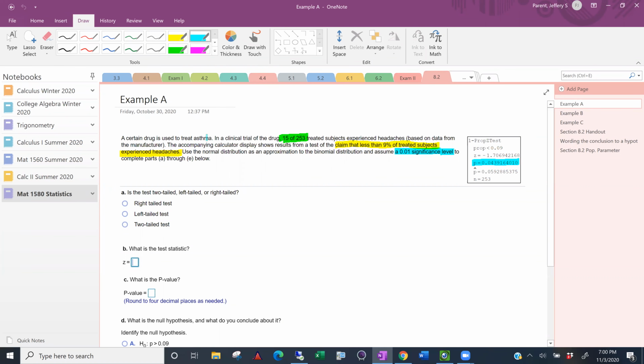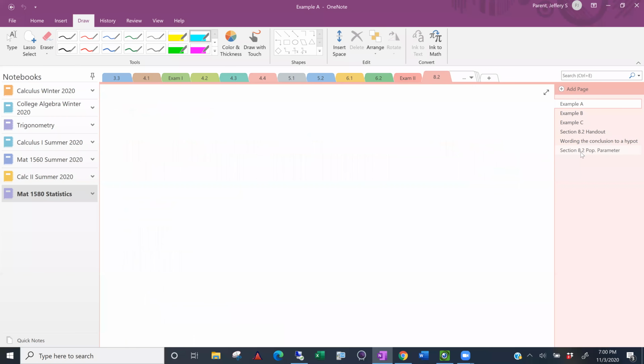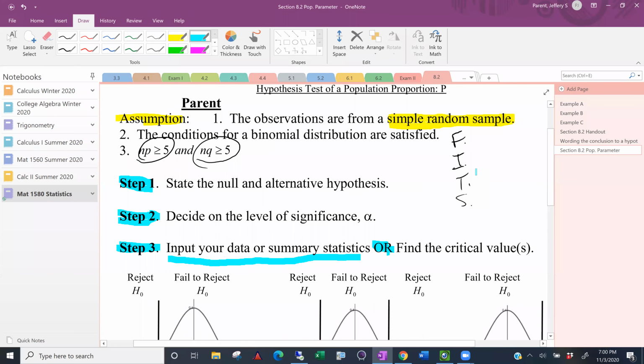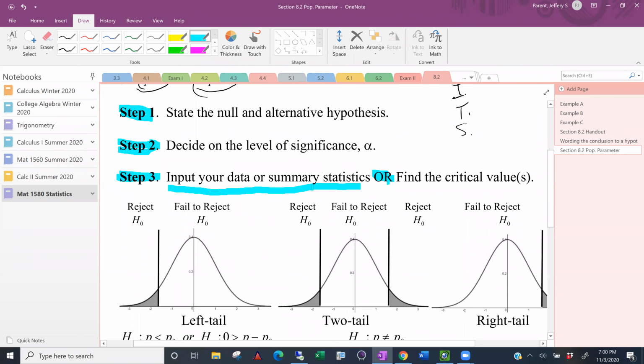But let's start out with what I have in yellow and what we're going to be doing in this section, which is our step 1. Step 1 just says, all right, state the null and alternative hypothesis. So let's go back up here. Step 1, state the null and alternative hypothesis. Okay. H naught, H A. And that's back up here.